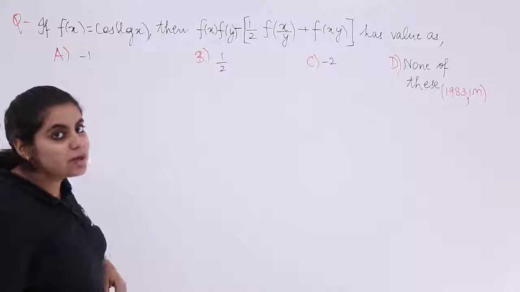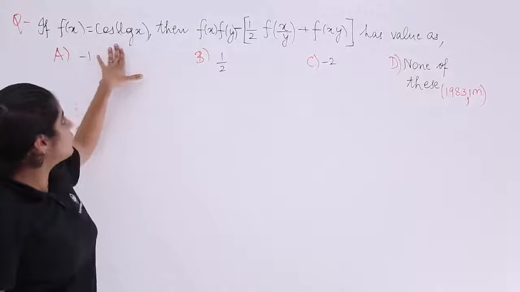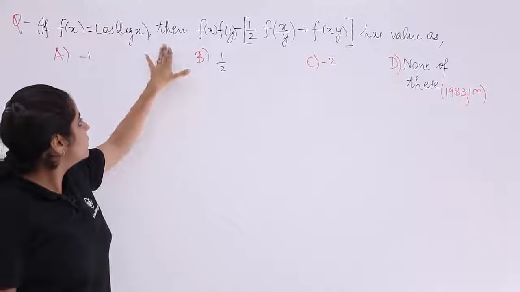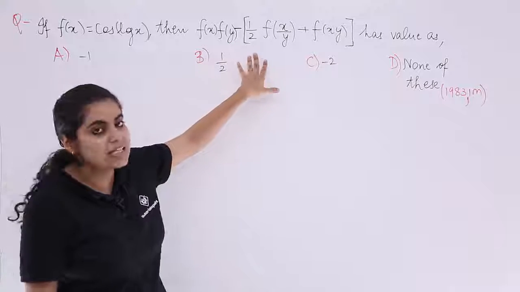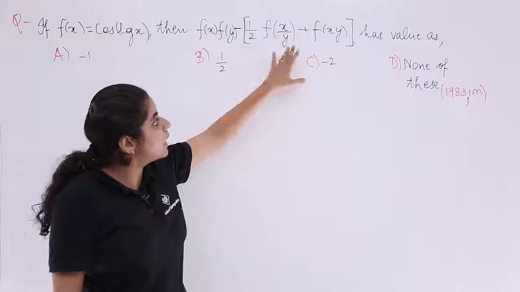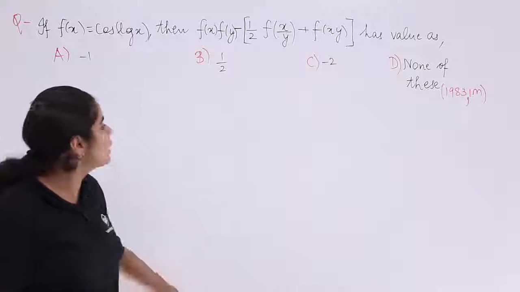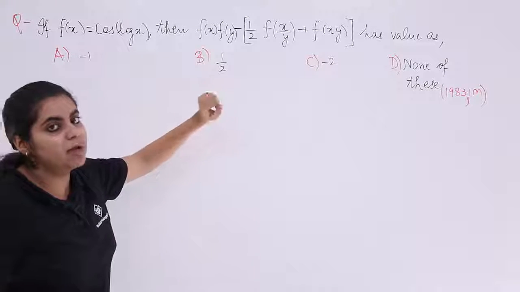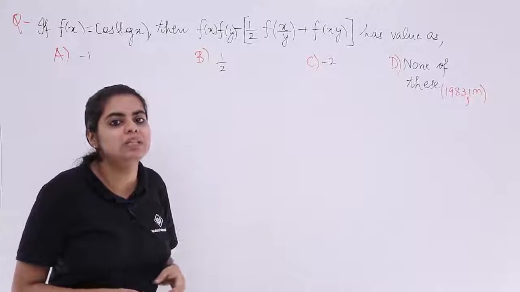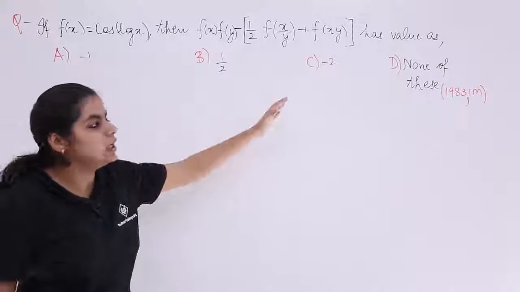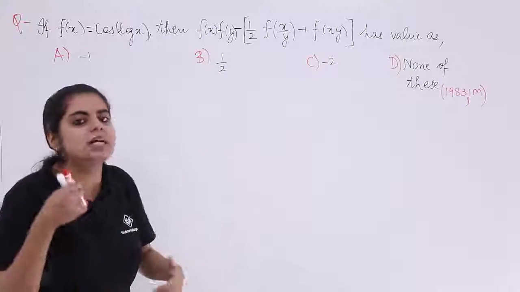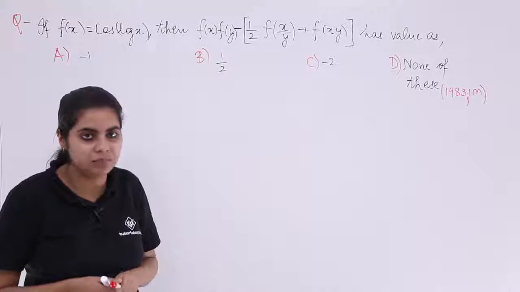Let's read the question together. If f(x) is equal to cos log x, then f(x)f(y) minus half f(x/y) plus f(xy) has the value as what? 4 options are given to me: minus 1, 1 by 2, minus 2 and none of these. None of these means A, B, C options would not be the answer. There would be some other value that you would be getting.